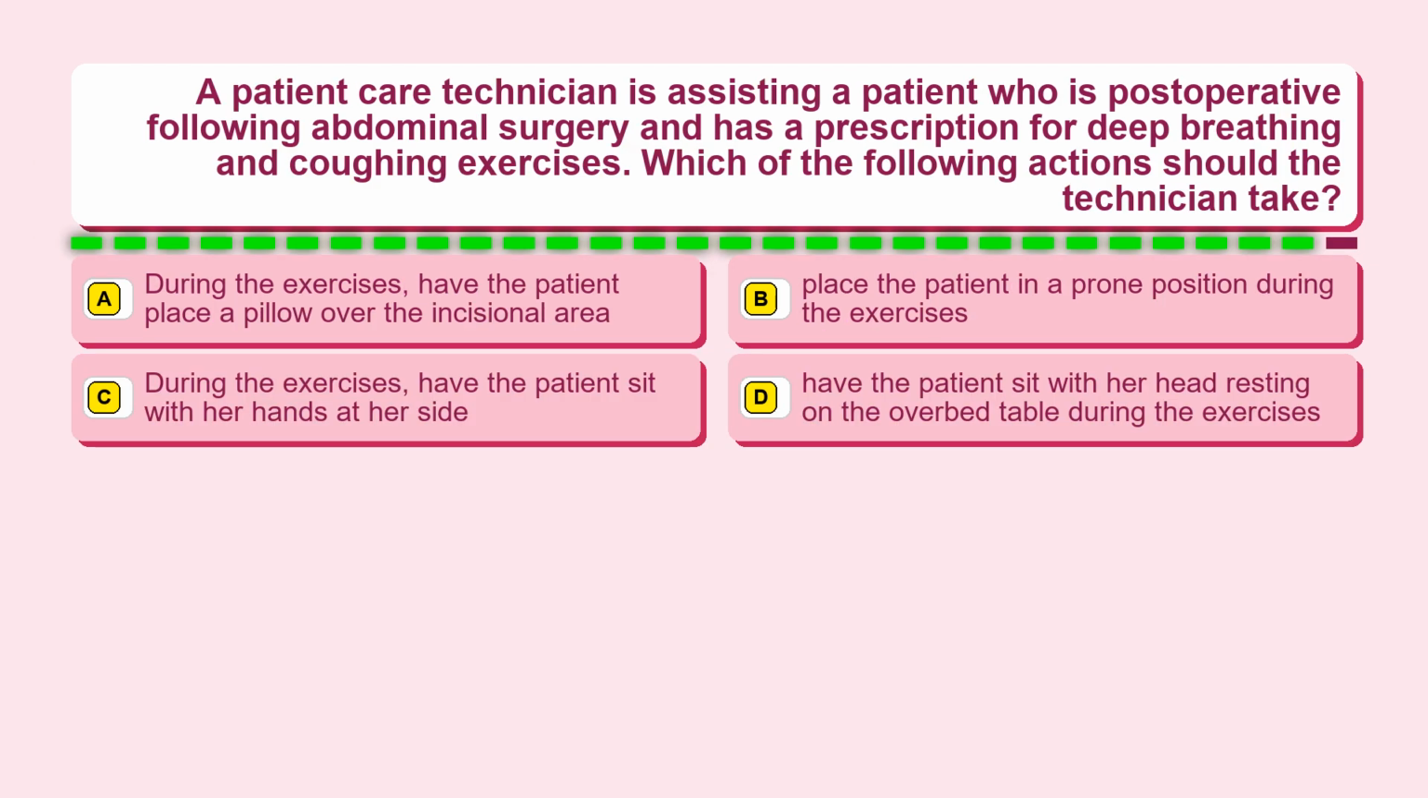Question 33. A patient care technician is assisting a patient who is postoperative following abdominal surgery and has a prescription for deep breathing and coughing exercises. Which of the following actions should the technician take? Option A. During the exercises, have the patient place a pillow over the incisional area. Option B. Place the patient in a prone position during the exercises. Option C. During the exercises, have the patient sit with her hands at her side. Option D. Have the patient sit with her head resting on the overbed table during the exercises.